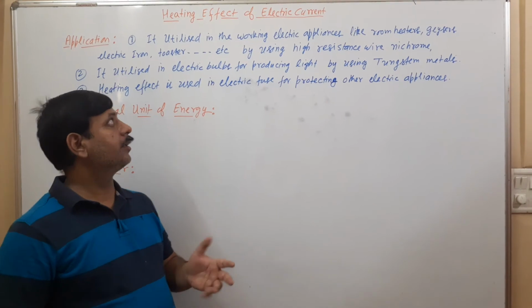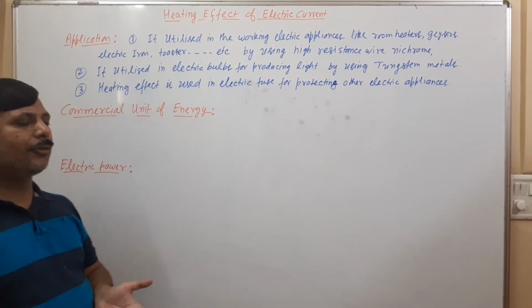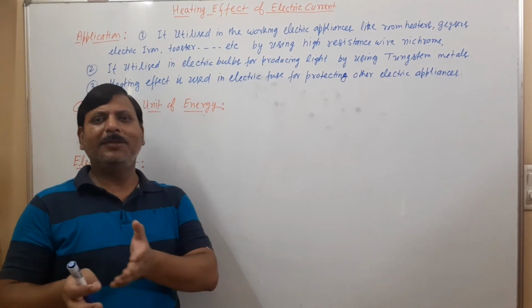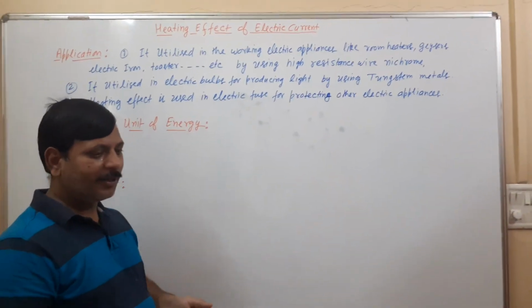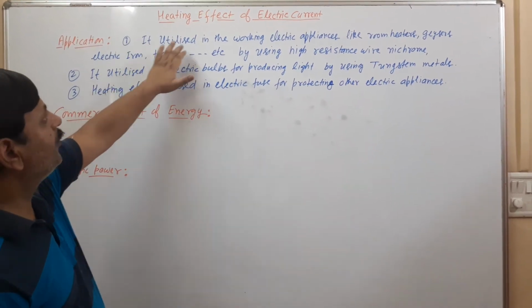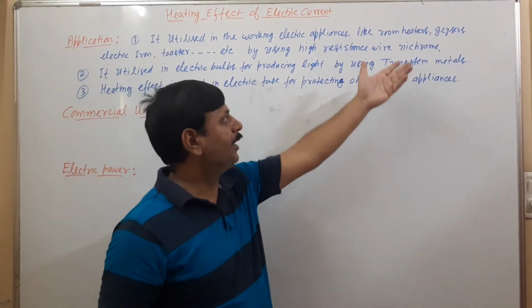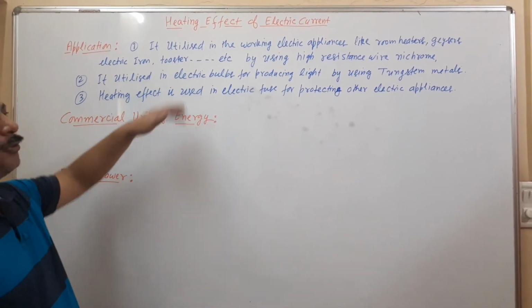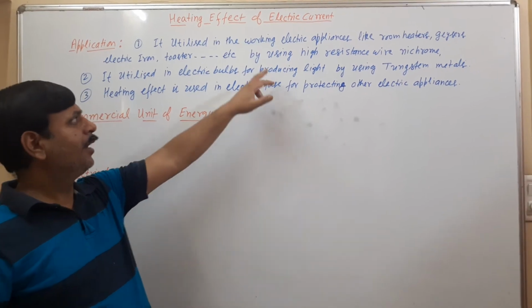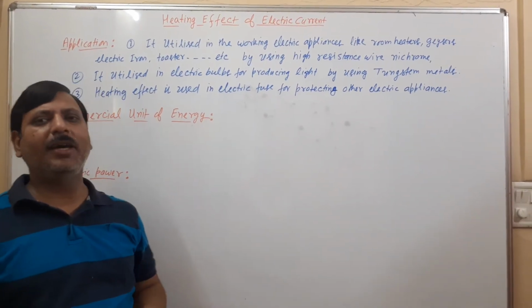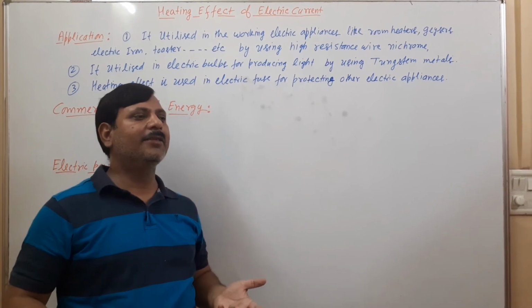What are the applications of the heating effect of electric current? First, it can be utilized in working electric appliances like room heaters, geysers, electric iron, toaster. These are different electric appliances where we are using the heating effect. There we generally use high resistance wire like nichrome or manganese, and when they become very hot, they give heating energy, and that heating energy we use for different purposes.